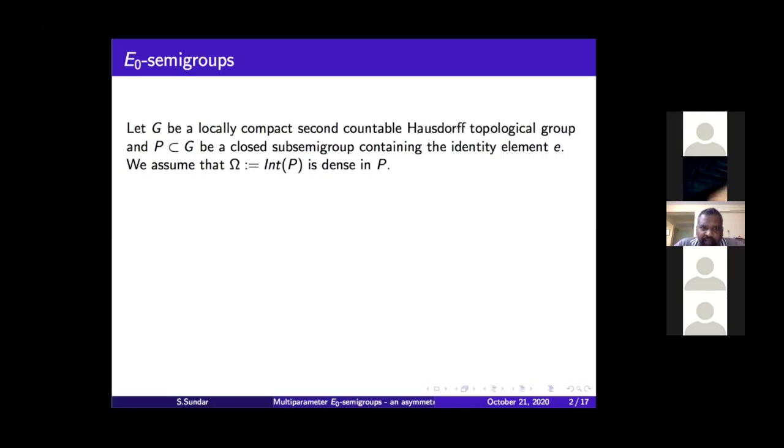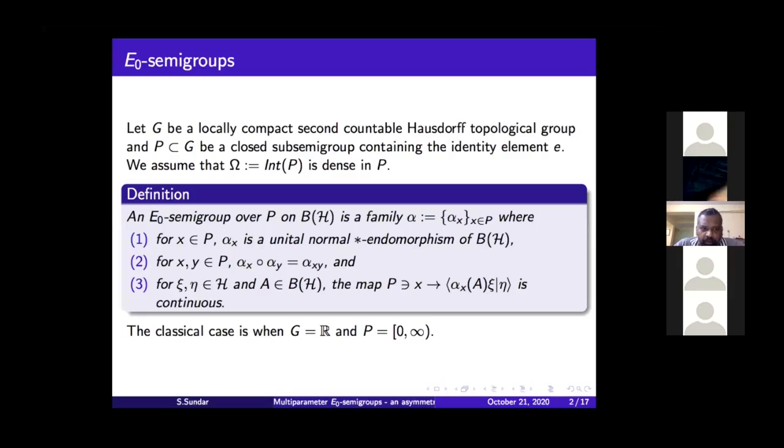So let me state the definition of an E0 semigroup. An E0 semigroup over P on B(H) is a family, a semigroup of endomorphisms on B(H). So for every x, you have an endomorphism of B(H). B(H) is a von Neumann algebra, so it has a sigma weak topology. You demand that the endomorphism is not just any endomorphism, it is also continuous with respect to that topology. So it's a normal endomorphism and it is also unital.